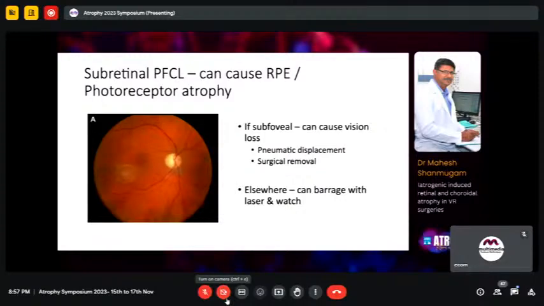With subfoveal PFCL, we need to try displacing it or removing it, and we try displacing it by pneumatic displacement. If the retina is detached to some extent and there is some fluid, then the pneumatic displacement is easier. Otherwise, it may not budge, in which case a surgical removal would have to be done. If the subretinal PFC bubble is not in the fovea and is elsewhere, we can watch and barrage it with laser so that it doesn't move subsequently.